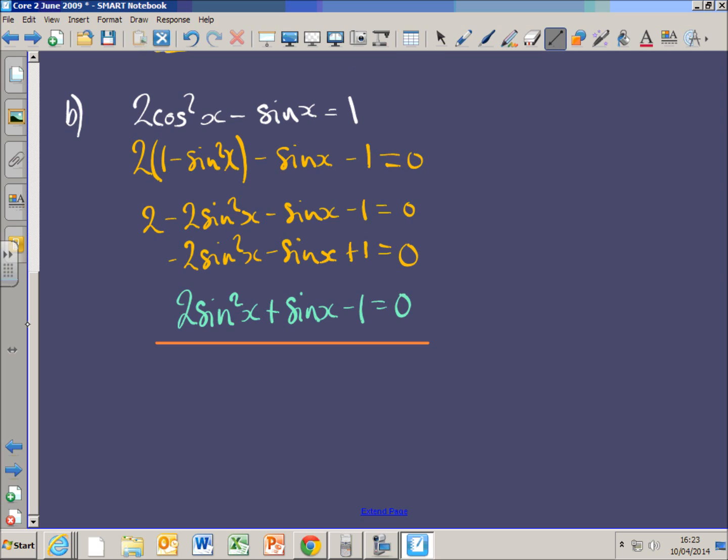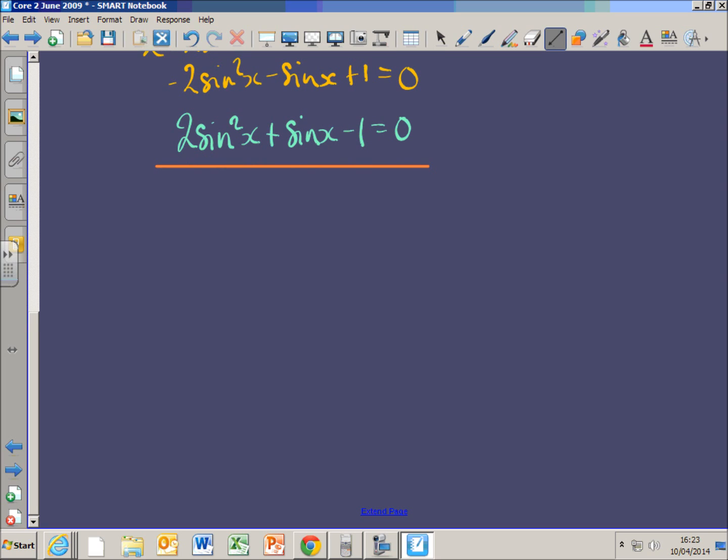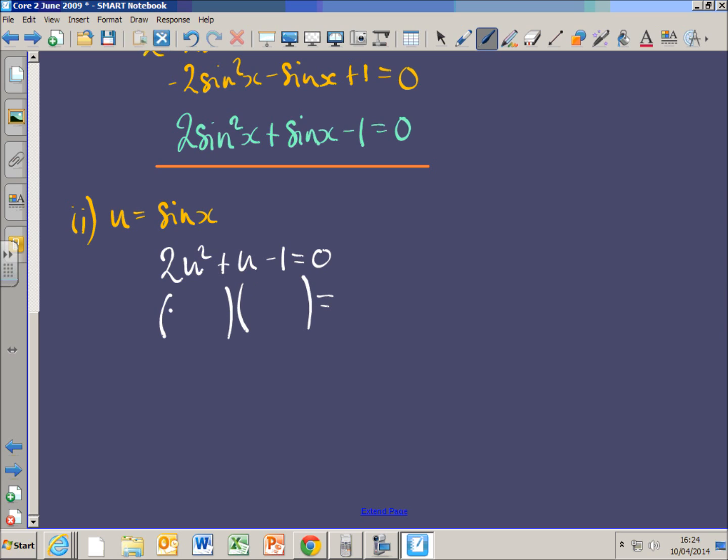Now, you can see that there is a quadratic in sine x. So the next question is hence solve that. Well, what I usually do here is I make a substitution. Let u equal sine x. And that means that this whole thing, you can see a lot more clearly, is just a quadratic in sine. So this is 2u squared plus u minus 1 equals 0. And then I'm trying to find the value of u that makes this true. So it's going to be 2u, and it's going to be u here, and then it's going to be minus 1 and plus 1, I think. Okay, equals 0.